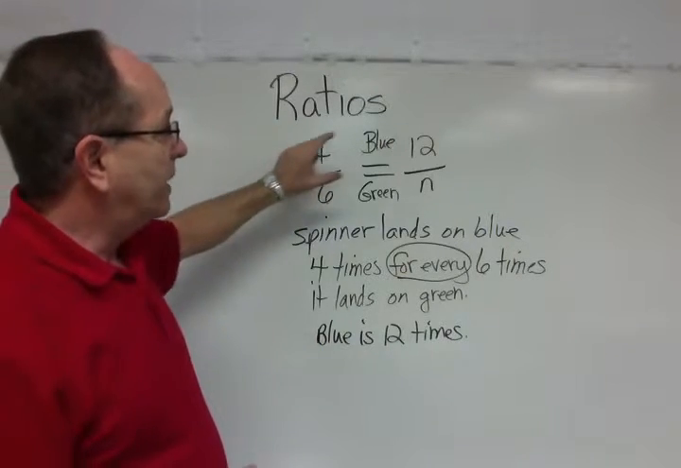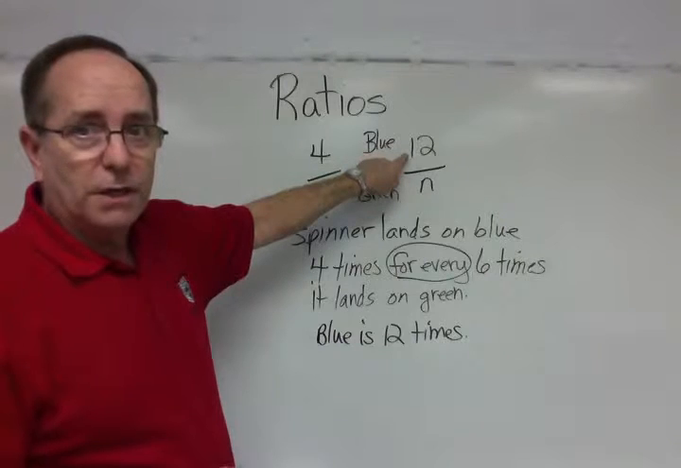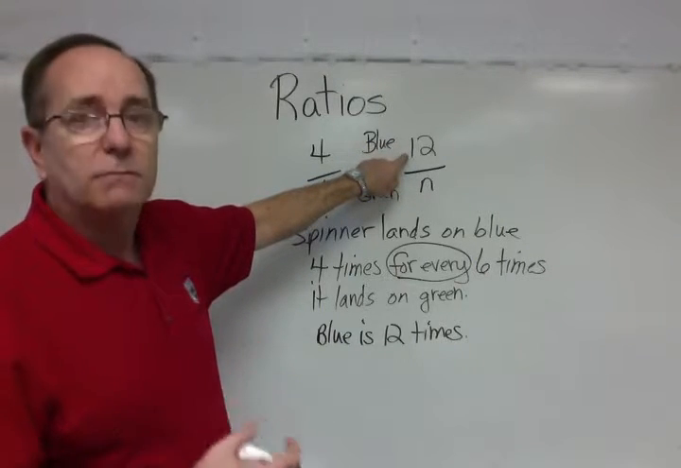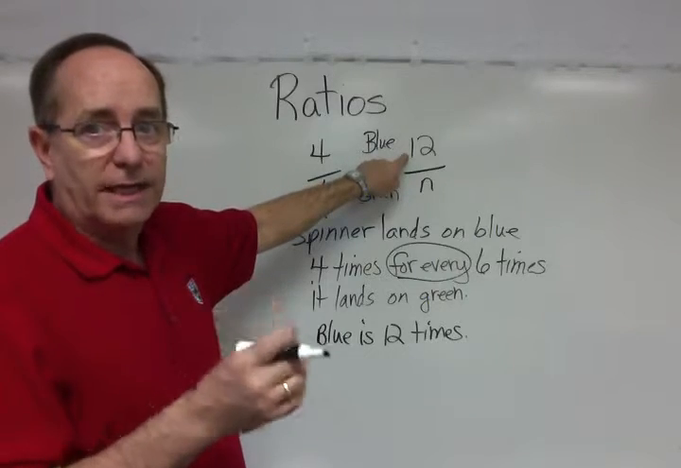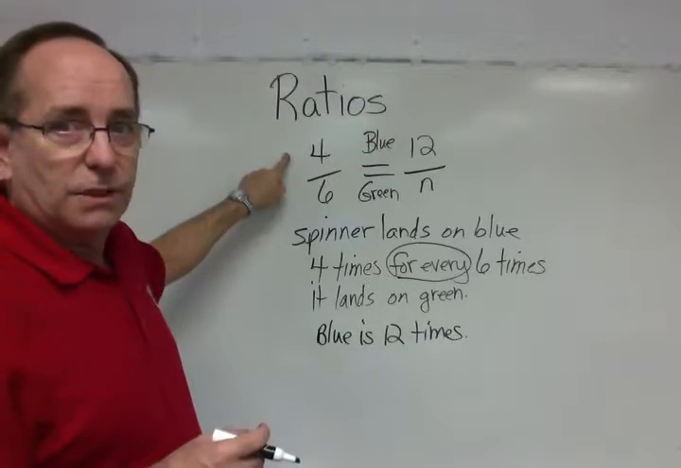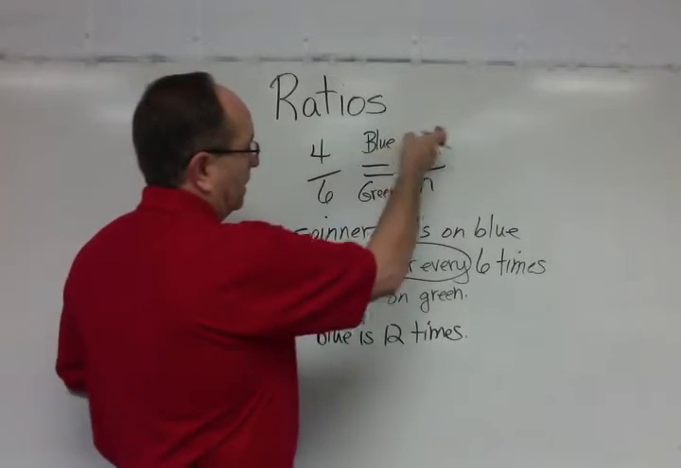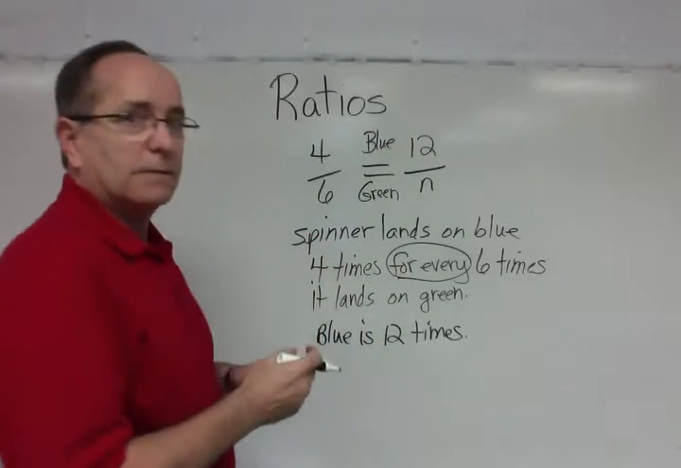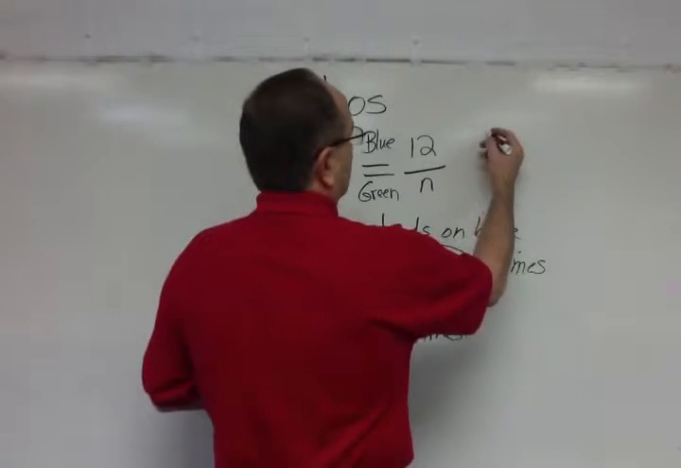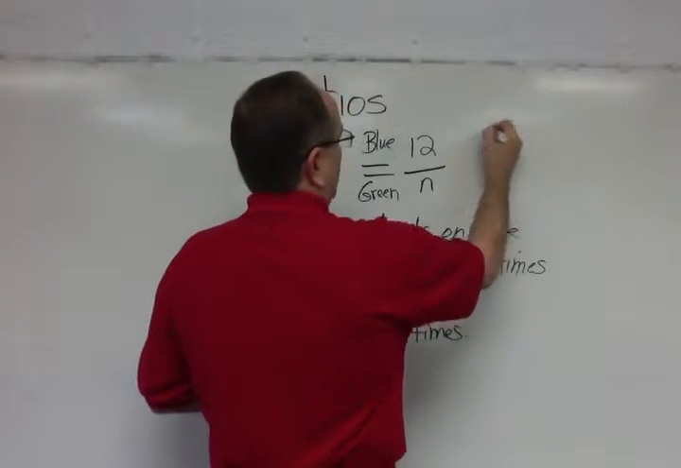Well then, if I spin it a bunch more, now I've spun it, and 12 of those times it landed on blue. Well, how many times did it land on green if it's the same ratio? Well, I cross multiply. 6 times 12 is, got it, 72. And 72 then divided by 4.